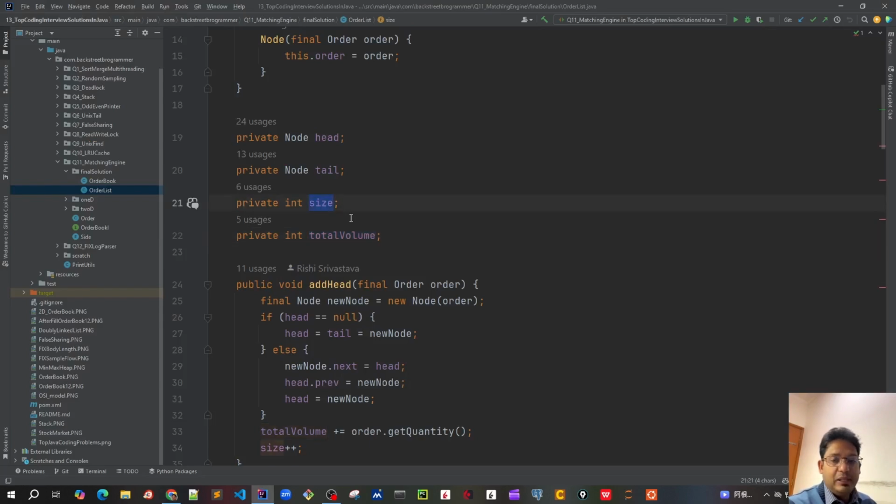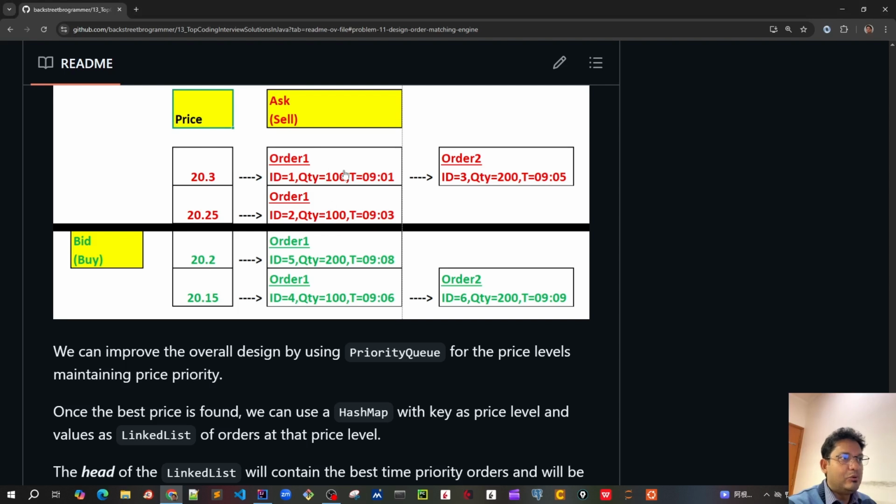And the size is actually how many orders there are. So size in this scenario would be 2 for 20.3, with these 2 orders. And the total volume would be 100 plus 200, that is 300. Similarly, at 20.25, it would be 100 only, and the size would be 1. Similarly, we can do it for the ask side.